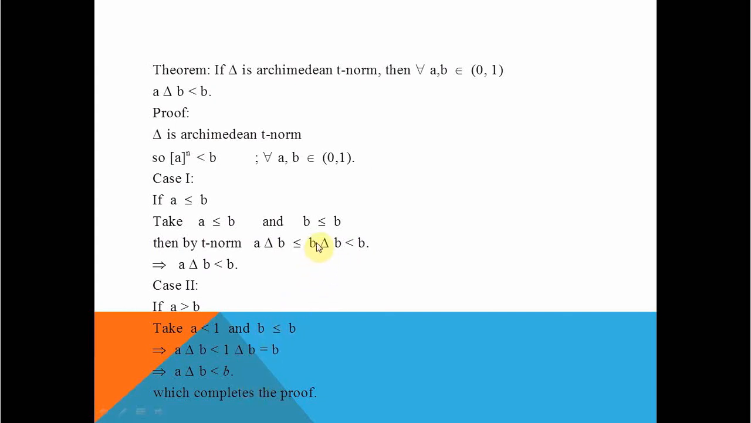Here we are using that b delta b is less than b. Since b is a fuzzy number between 0 and 1, it is neither 0 nor 1, for example 0.4 or 0.5. If we apply the T-norm on b delta b, it will be strictly less than b, and the convex and Archimedean T-norm properties hold. So in this way a delta b is less than b. In both cases we get a delta b is less than b, so it completes the proof, and in this way we get this theorem. Thank you very much.